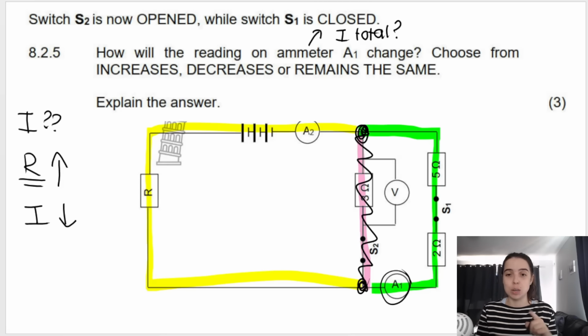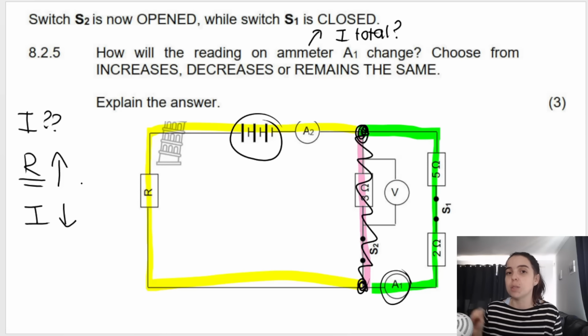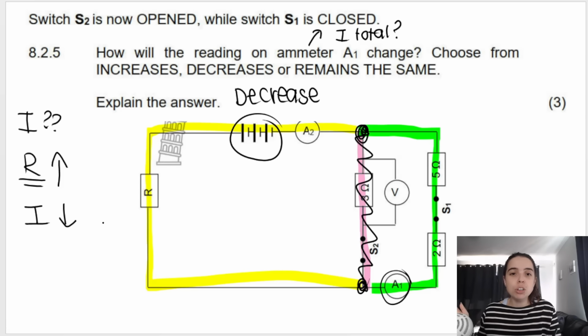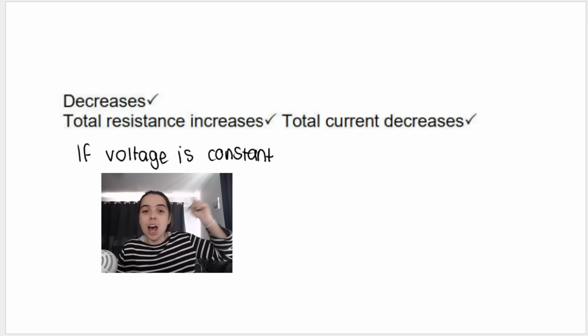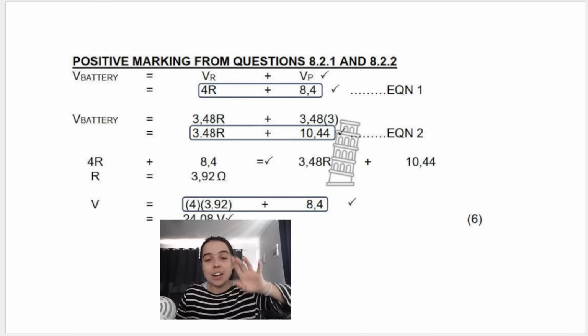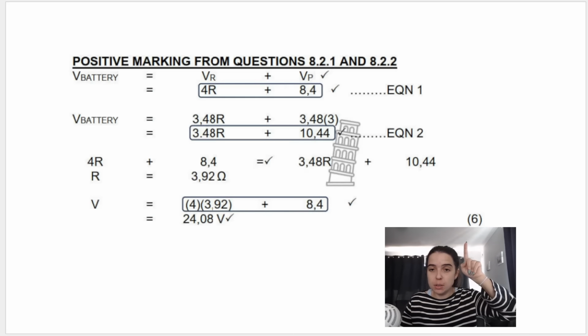They are inversely proportional. If voltage is constant, so the voltage across the battery, if that's constant, which it will be. So the answer is actually decreases. And your reason is because when we open S2, the total resistance of the circuit increases, therefore the total current of the circuit decreases. So that's how you would write it, and I would always just add in if voltage is constant. And just as a side note, this is where you would get your marks for the 6 marks question.